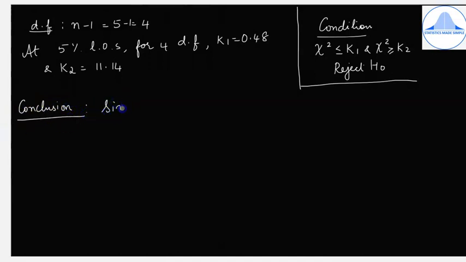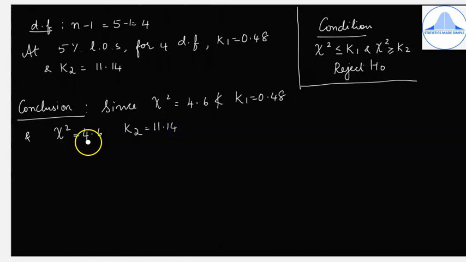So since chi-square is equal to 4.6 and K1 value is 0.48, first check whether 4.6 is less than 0.48. It is not less than, and next you compare chi-square with K2. The K2 value is 11.14. Is 4.6 greater than 11.14? It is not greater.